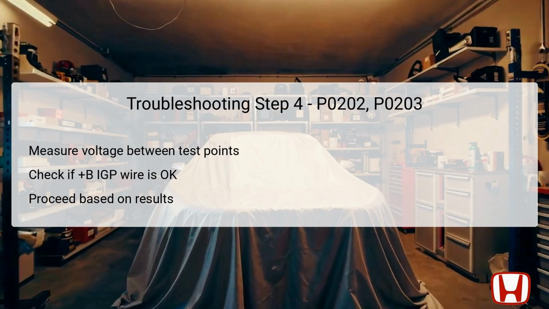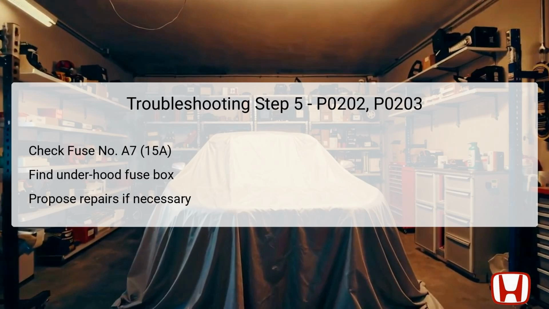If voltage is present, that wire is functioning correctly, and you should proceed to the next step. Conversely, if there is no power, you need to continue to step 5 for fuse inspection. Now you need to check fuse number A7, rated for 15A, located within the underhood fuse/relay box. This particular fuse is critical for ensuring the proper operation of the +B IGP wire.